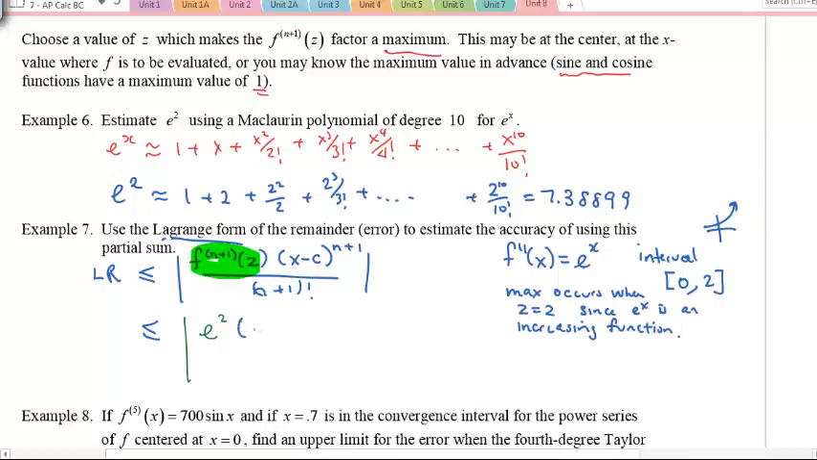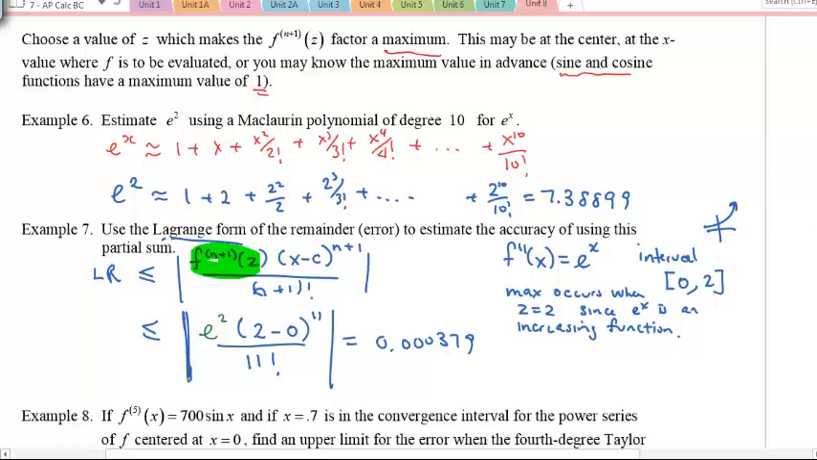Our x value, once again, is 2. My c value, since this is in the Maclaurin series, is 0. We know this is the 11th power because n was 10 in the previous example, and we'll divide this by 11 factorial. And if you're curious what this is equal to, it's 0.000379. Okay? So the error is pretty small, actually, right? Not bad.